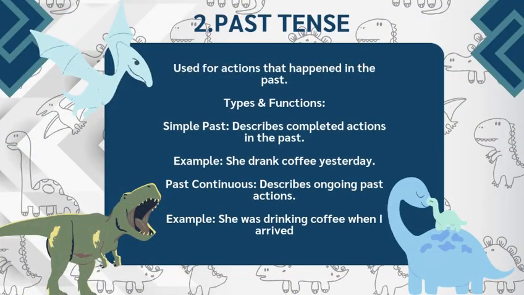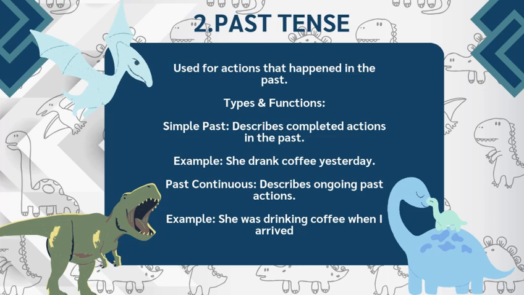Now let's move to the past tense. Past tense is used for actions that happened in the past. Types and functions. First, we've got simple past. It describes a complete action in the past. For example, she drank coffee yesterday.